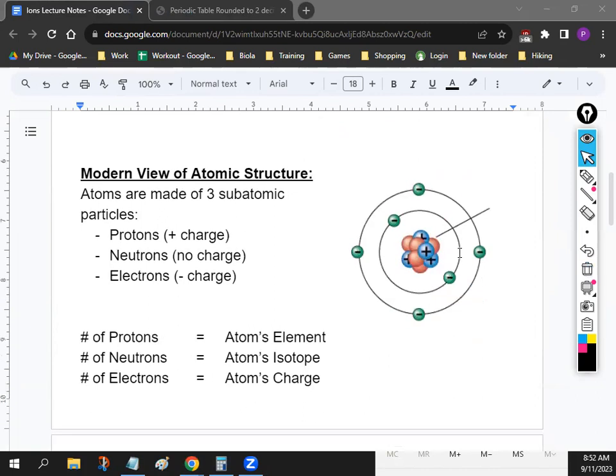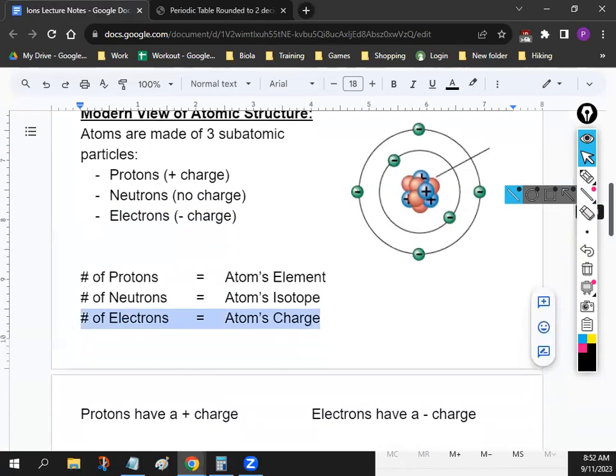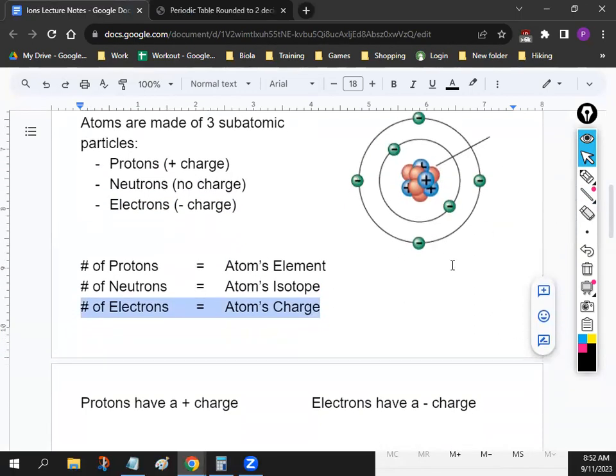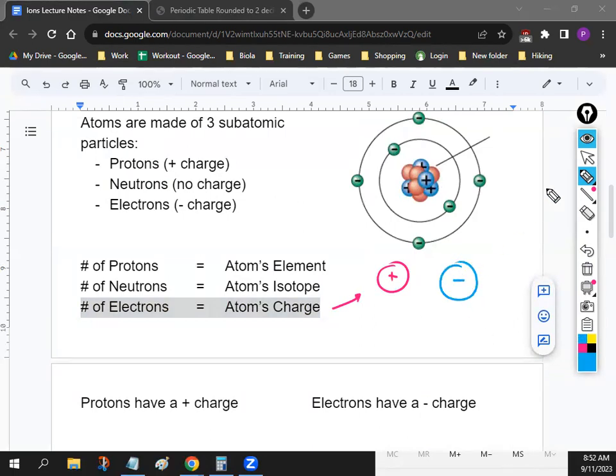So today, again, we're going to talk about the electrons. And I want you guys to just write this part right here, the one that I highlight. The electrons are going to tell you about the atom's charge, okay? The atom's charge. You don't need to write this stuff up here. This is stuff we've already learned. Protons tell you the element. Neutrons tell you the isotope. Today, we're going to talk about the electrons, and it's going to tell you the atom's charge. Basically, it's going to let us know, is the atom positive or is the atom negative?